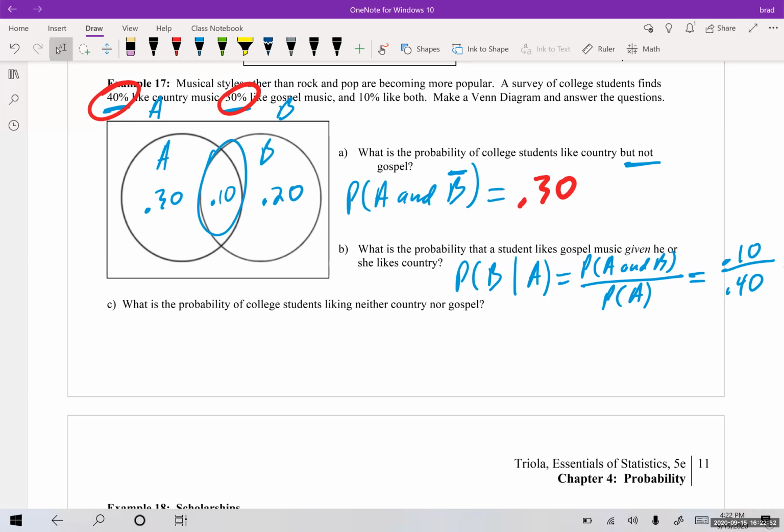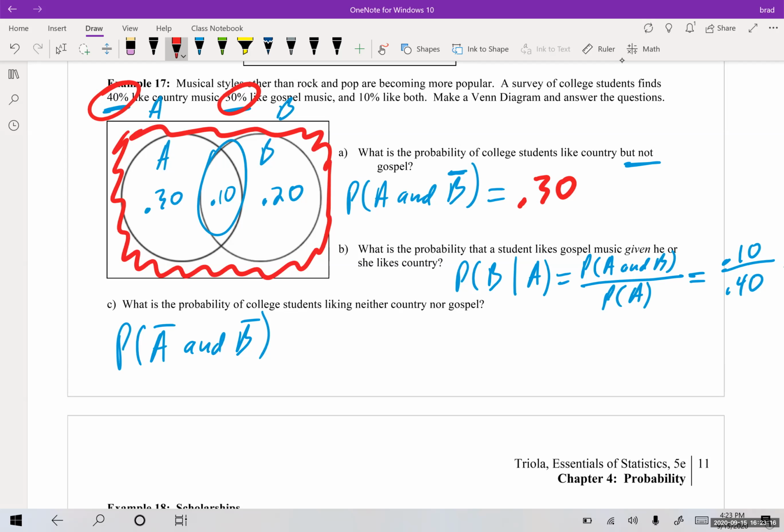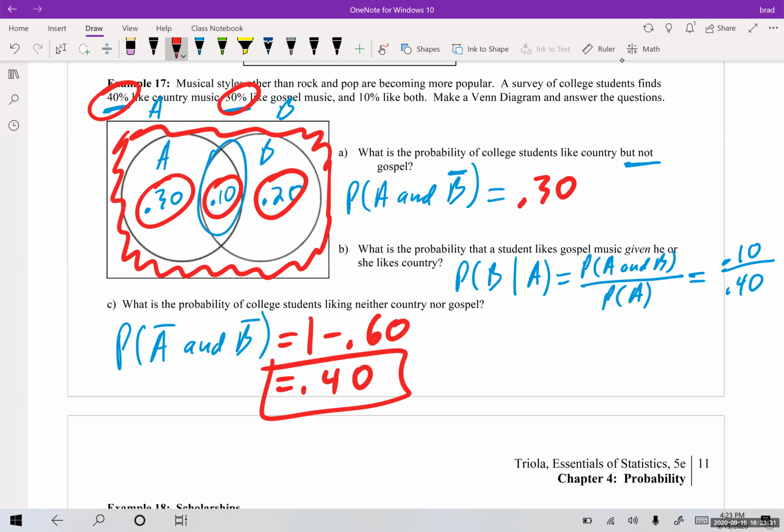It says, what is the probability of college students liking neither country nor gospel? Based on the Venn diagram, isn't that all this out here? These are people that don't like anything. What's the total probability inside? We got 0.3, we got 0.1, we got 0.20. That adds up to 0.6. So we do 1 minus 0.60, and that should be 0.40. I'm using my idea of total probability and the complement to get 0.40 or 40%.